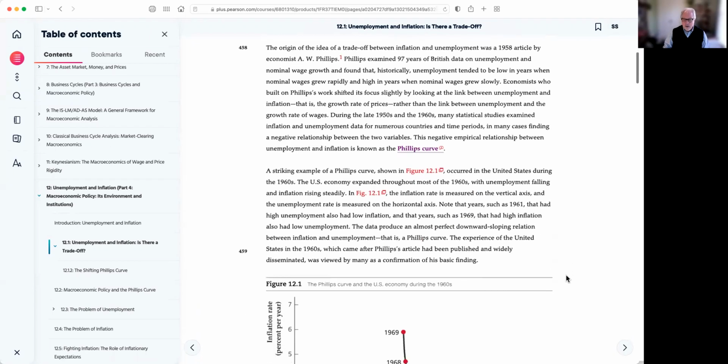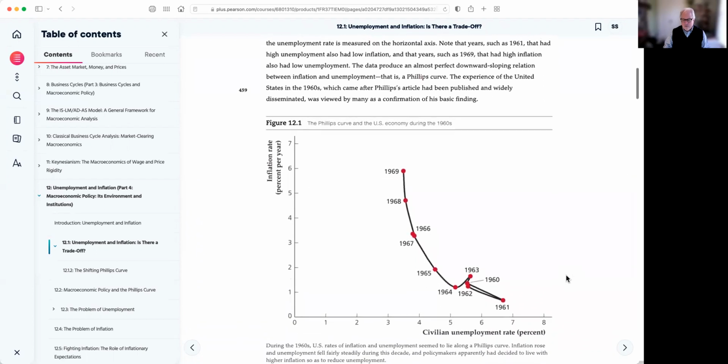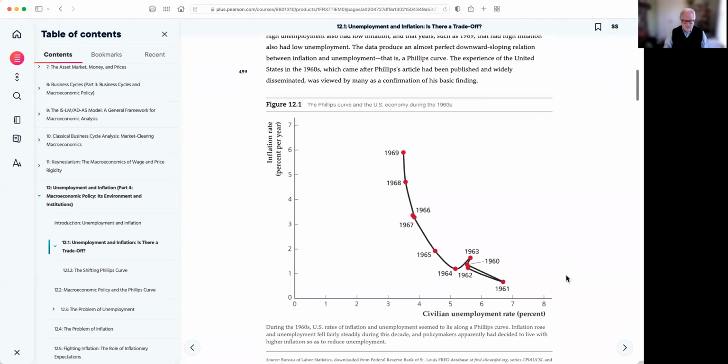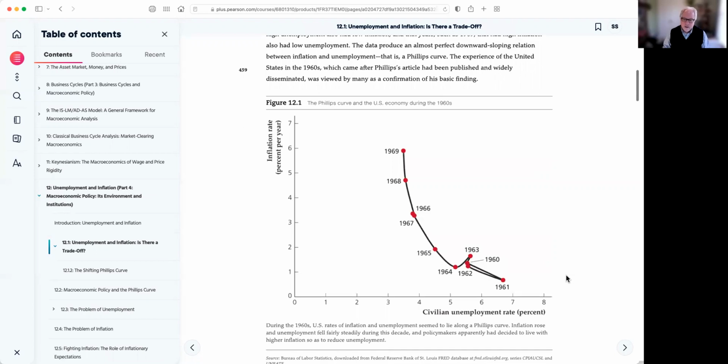So at the beginning of this, we see something called the Phillips curve. It originally came from data in Great Britain, or in England, over 90 years or so, looking at wage inflation and unemployment. Other people later on started to look at general overall inflation and the relationship between that and the unemployment rate. So in the 1960s in particular, you'll see this is data from the 1960s, 60 through 69.